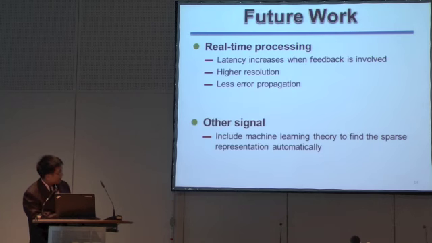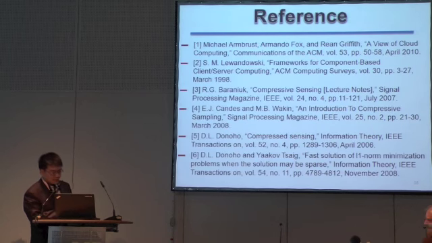In our future work, latency is a big problem, as solving the L1 minimization problem is not so easy, and even worse when feedback is involved. And high resolution is the future trend. Our reconstructed frames are based on the previous frames, so we should reduce the error propagation much more. And we can apply this to more signals if we include machine learning theory, to find a sparse representation automatically. Okay, thank you. This is our report.